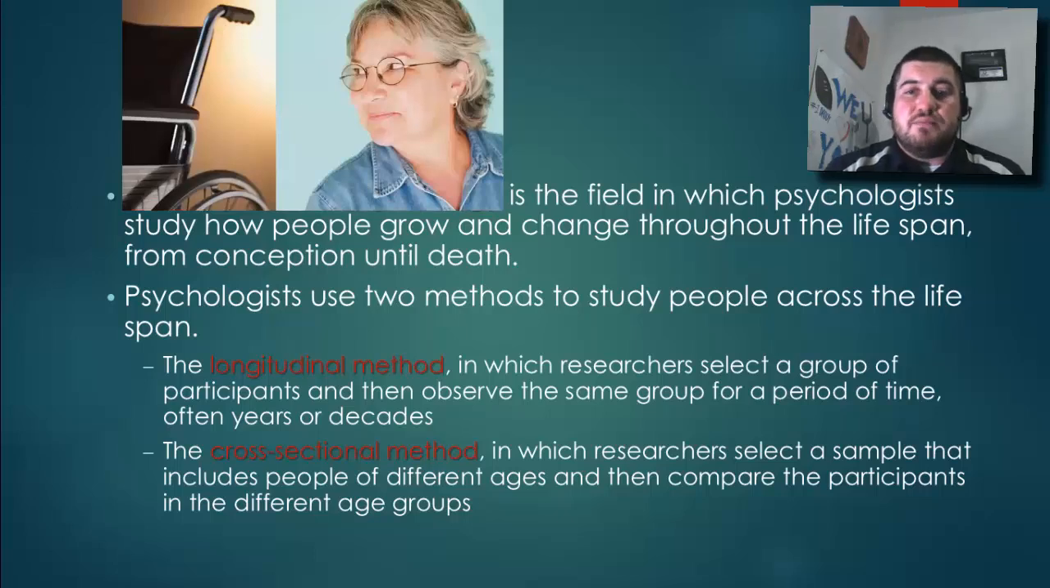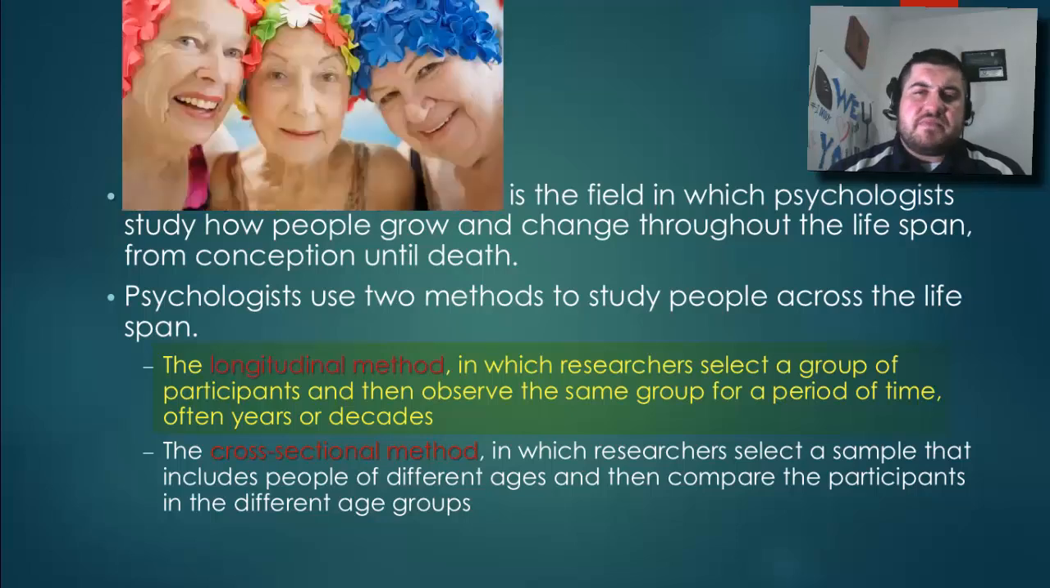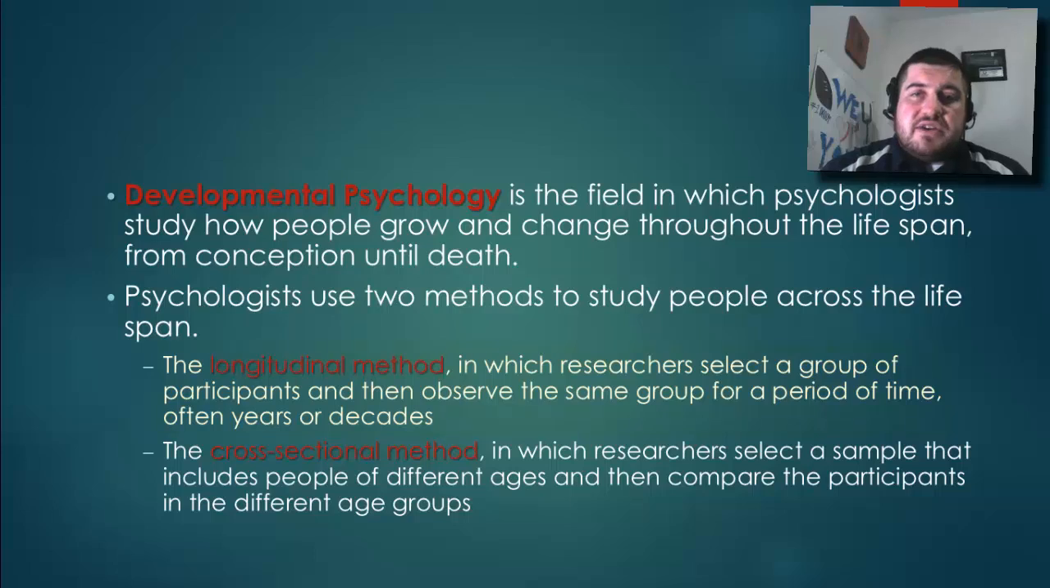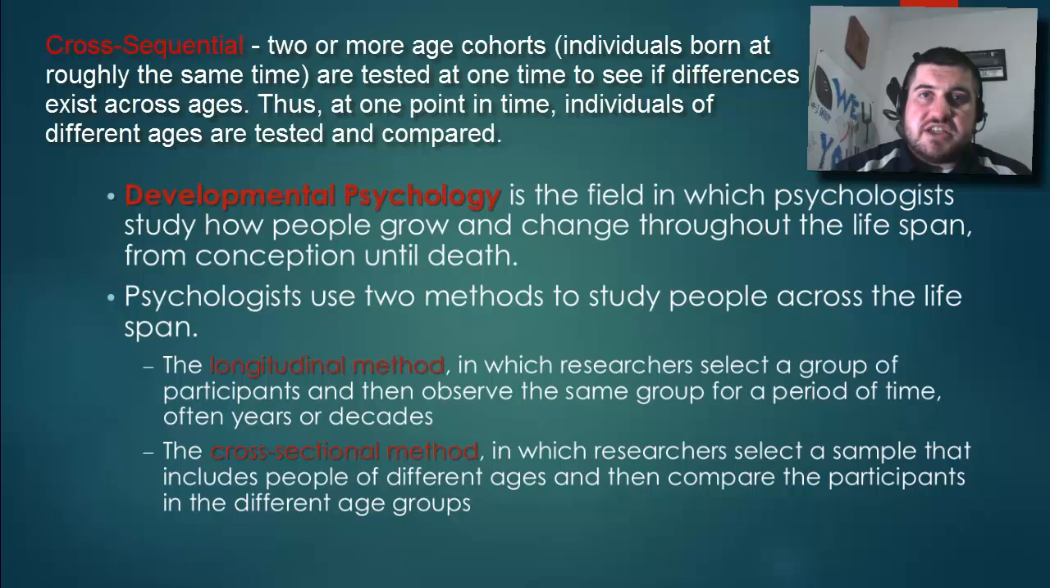And psychologists use actually three methods, but we'll talk about two to study people across their lifespan, and those would be the ones we've already covered. The longitudinal method, in which researchers select a group of people and then observe them over a period of years or decades, and the cross-sectional method, where we select a sample that includes people of different ages and then compare those different age groups. And then there is the cross-sequential method, which is basically a combination of the two. I'll leave it at that.